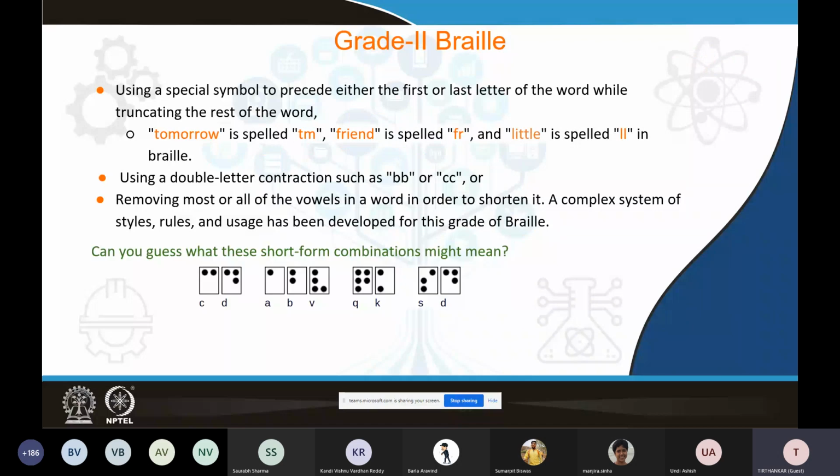So yeah, here are some more examples. Can you identify what the original words are for these character sequences? Anyone?